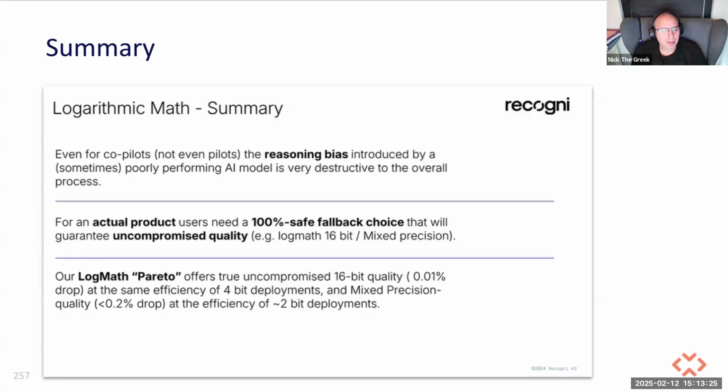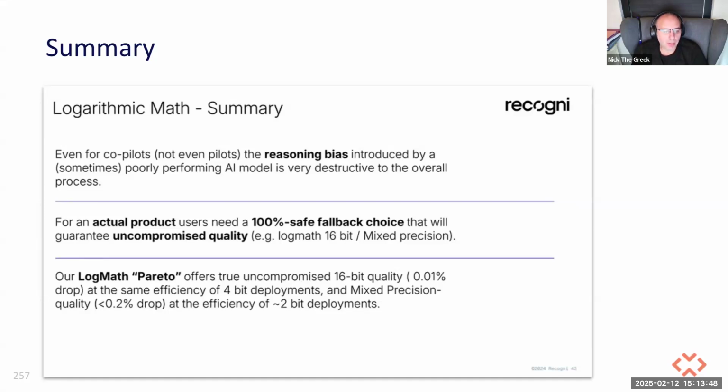I don't know why they came up with this example, but for an actual product, users need 100%. They get a now safe fallback choice that will guarantee uncompromised quality. So I think probably the innovation here, everybody can do the math, but they've probably done the engineering work to offer fallbacks when that fails.